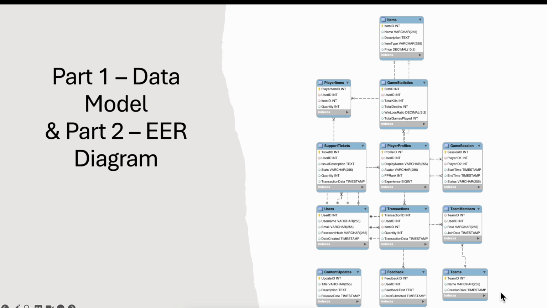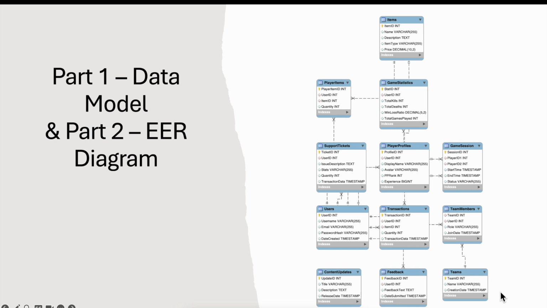Game session is the next table, and this records session IDs, player IDs for those sessions, start and end times, and session statuses. Next is transactions, and these log transactions with details of the user, so things like the items that they bought, how many, and the date of the transaction. Next, we have support tickets, and these track the support tickets with descriptions and their related status. Team members shows which users are in which teams, what their roles are, and when they joined.